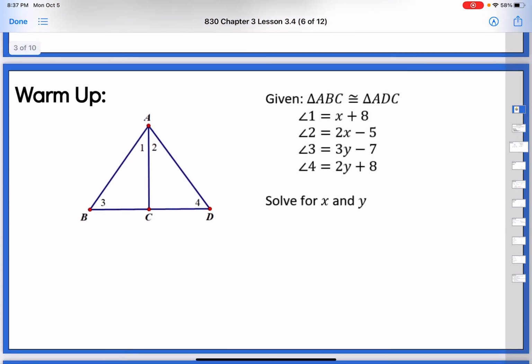So before we get into that, just a little bit of a warm up here, a little algebra to bring it back. Here we have triangle ABC is congruent to triangle ADC. And then you have 4 different angle measures given. You just need to solve for x and y. Go ahead and pause your video and take a shot at it.